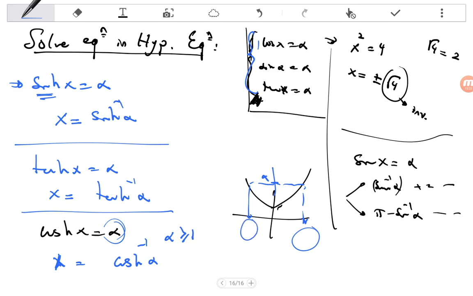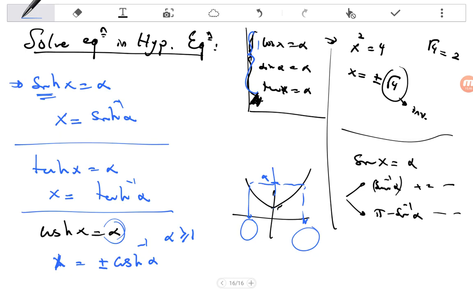What is the other solution? Can I write it in terms of the basic solution, which is cosine inverse alpha? Yes, it is just the negative. So we'll have two solutions for this equation. This is the only equation that has two solutions in hyperbolic functions, which is plus or minus cosine inverse alpha.